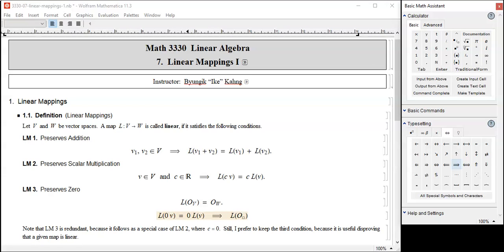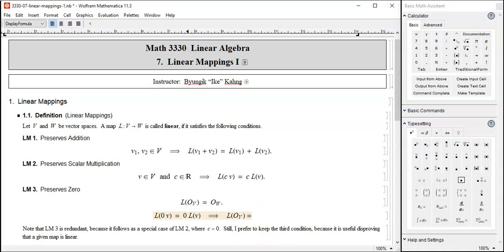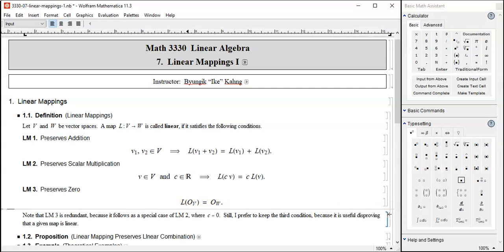It's just that this is a vector in vector space capital V. And this is equal to 0 times some vector. That's also a zero vector, except that this is a zero vector in vector space W. And that's exactly the same as this one. So it's not really necessary, but it's useful as a matter of fact. And how useful is it?